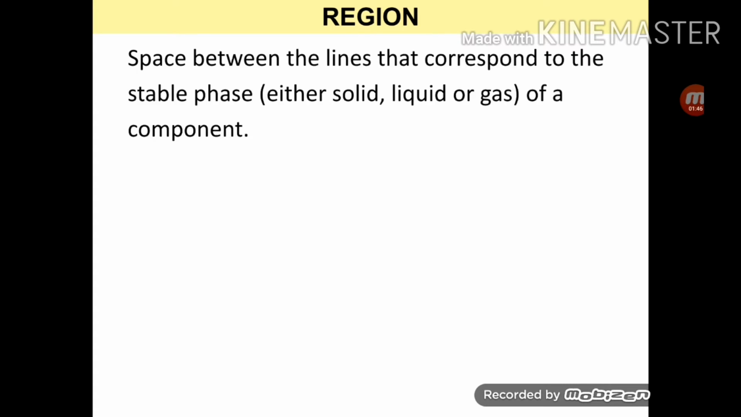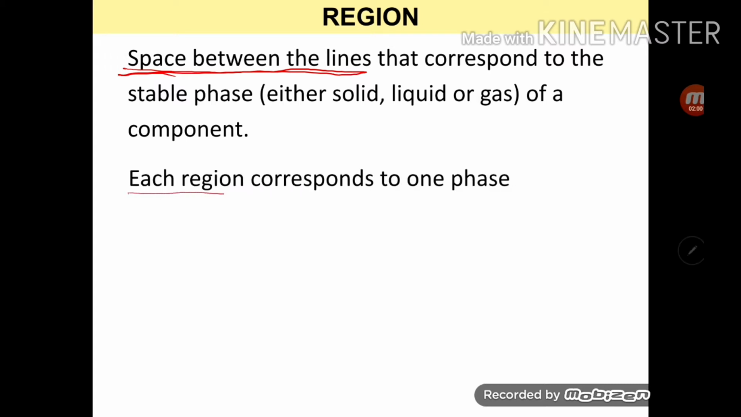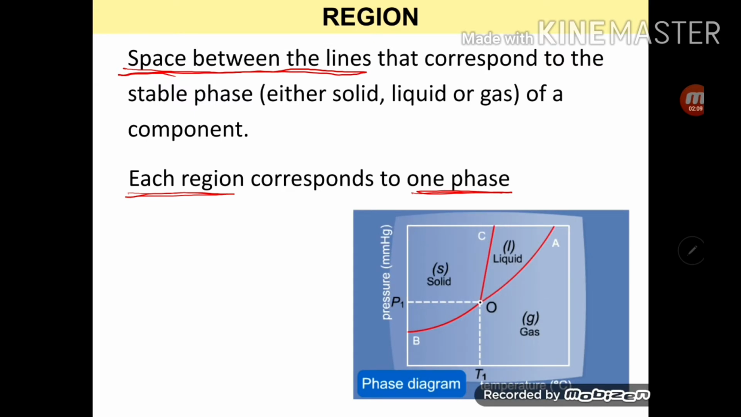Region. A region is a space between the lines that corresponds to the stable phase, either solid, liquid, or gas, of a component. Each region corresponds to one phase. So look at this phase diagram. The first region is the space between the BO line and the CO line. This region corresponds to the solid phase.